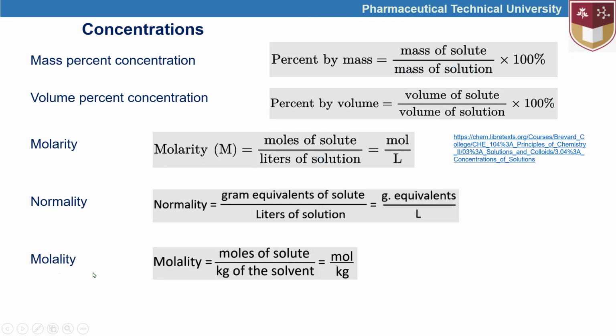There is another concentration termed molality, and molality equals the number of moles of solid in 1000 gram of solvent. In these two concentrations we use solutions, and molality is the number of moles in 1000 gram of the solvent. So the unit for molality is mole over kg.